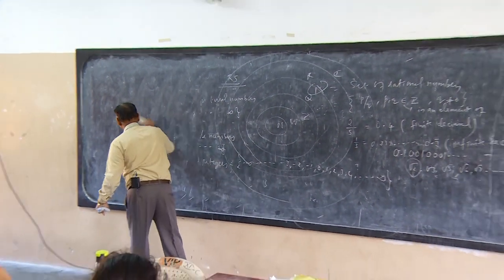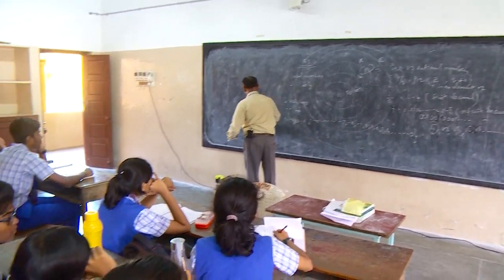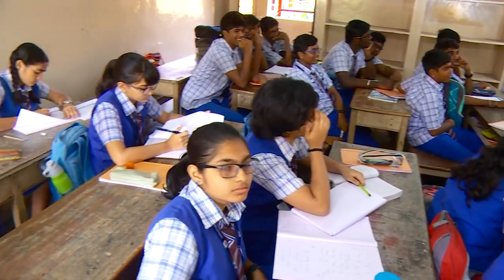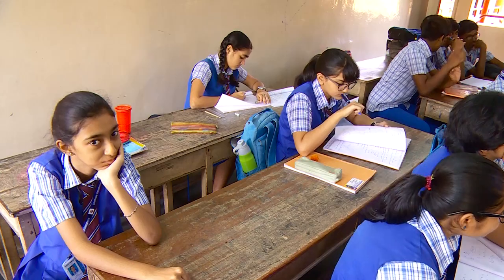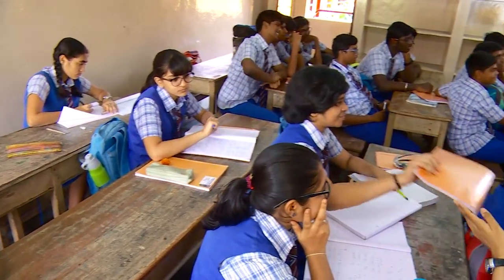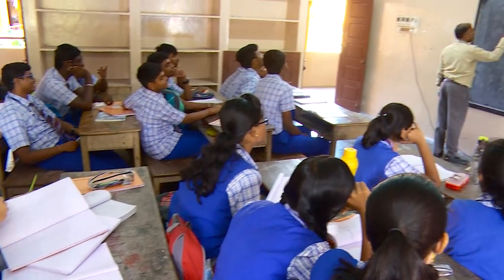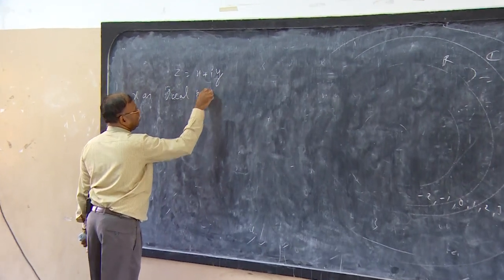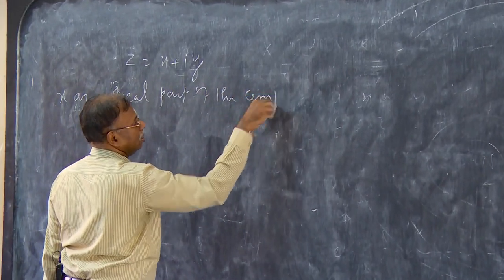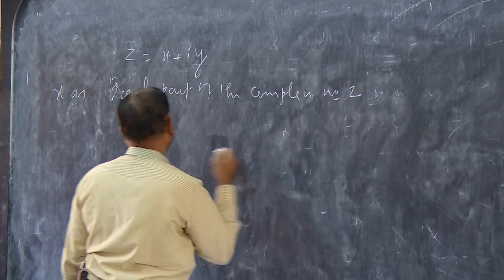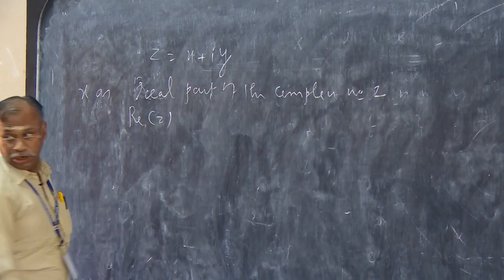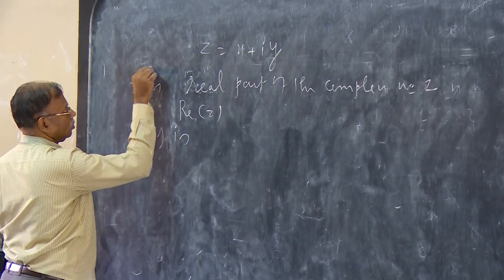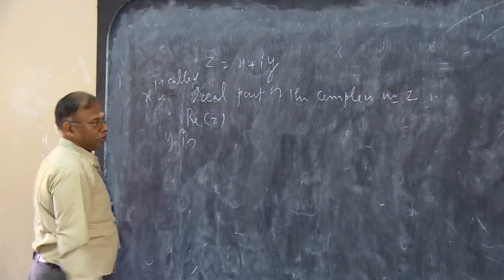Okay, now when we think about any complex number, there should be a kind of notation. We normally represent complex numbers as Z or Z1, etc. If you are given a complex number Z equal to X plus IY, we call X the real part of the complex number Z. We write the short form RE of Z. X is called the real part of the complex number.